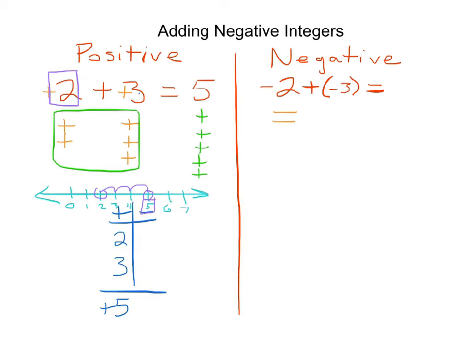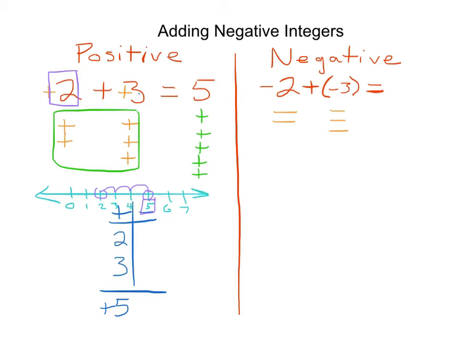For negative 3, even though it says add negative 3 or plus negative 3, we're looking at the value of the number, and our value of this number is negative 3, not positive 3. So we're adding 3 more negatives. So there's our 3 more negatives.